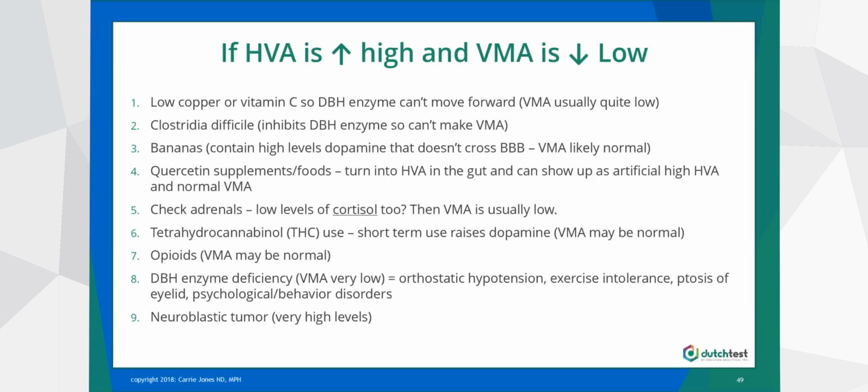And then a rare thing is called a DBH enzyme deficiency. They often might look like POTS, orthostatic hypotension, exercise intolerance, ptosis of the eyelid, psychological or behavior disorders. Typically, this is picked up in early childhood, but if the enzyme is only kind of broken or kind of deficient, not fully deficient, then it may manifest worse and worse into adulthood. And lastly is a neuroblastic tumor.